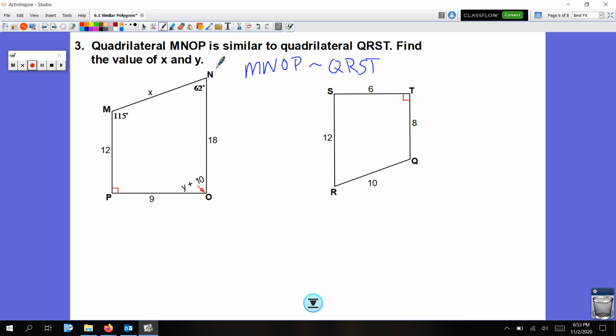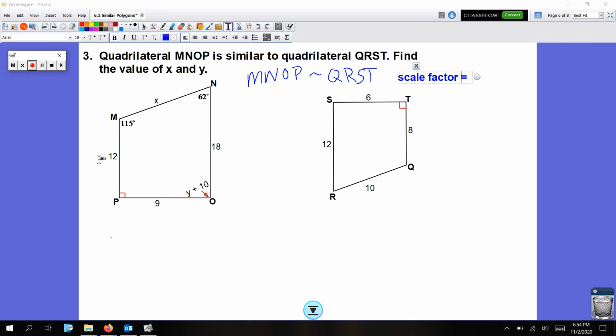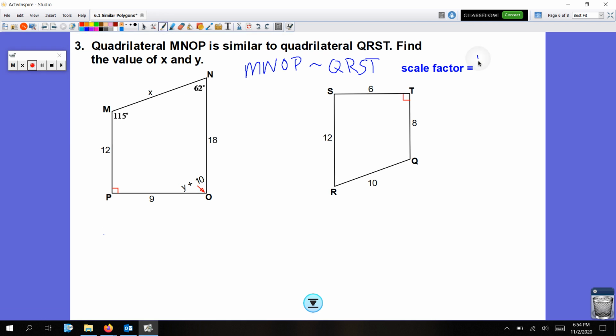Okay, now first I want to find my scale factor. So I'm going to look for sides that have a number without a variable. So I have MP. MP corresponds to QT. QT has an 8, right? So I'm going to start with my scale factor. MP is 12, and QT is 8. So 12 over 8 reduces to 3 over 2. So that's the scale factor, okay?